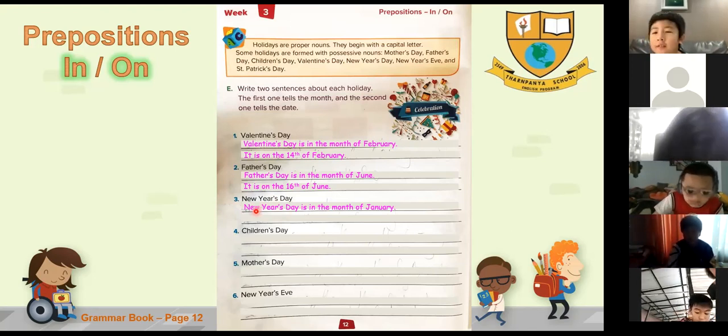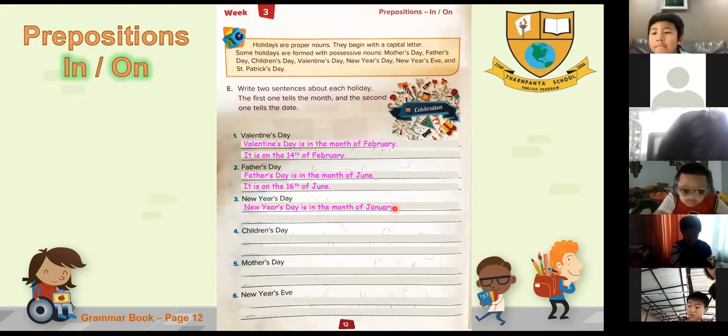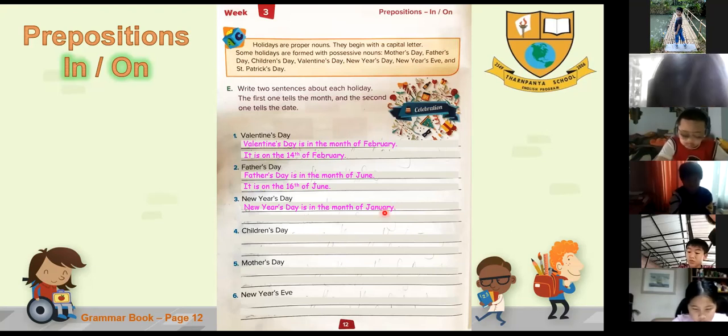So New Year's Day is in... Remember, we use the preposition in before the month of the year. The month of the year is also a proper noun, and we also use a capital letter.